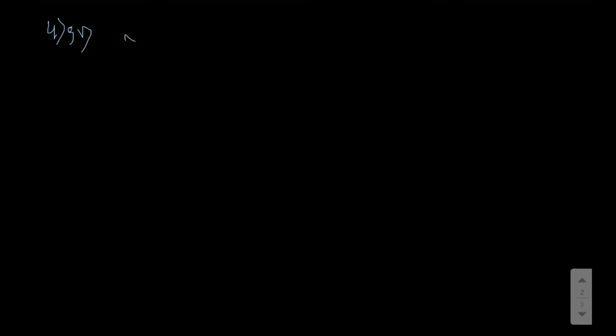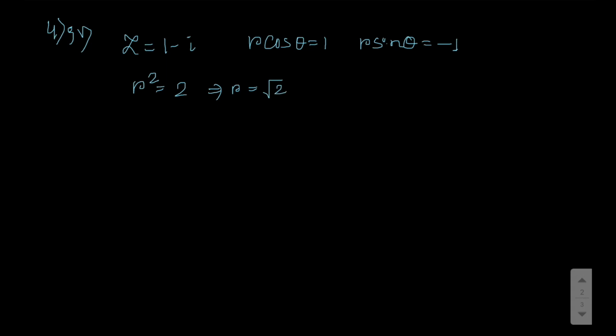So here z equal to 1 minus i. Okay, z equal to 1 minus i. Now comparing both sides, you will get r cos theta equal to 1, it's very easy, and r sin theta equal to minus 1. Okay, now squaring and adding both sides, you will get r square equal to 1 plus 1, and that equal to 2. So from that r equal to root 2.